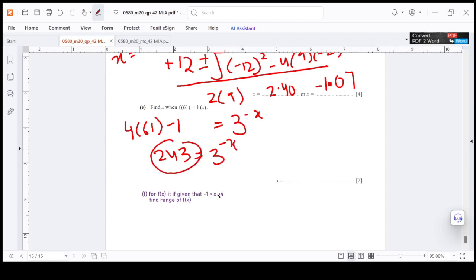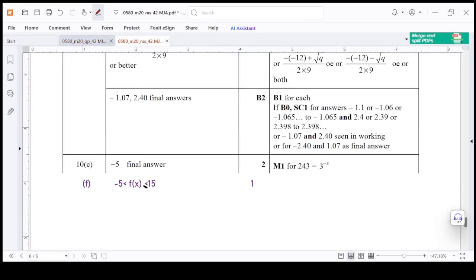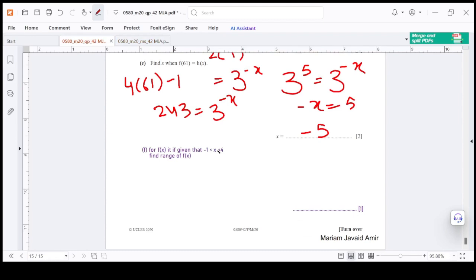By hit and trial, I'm checking what power of 3 this is. I'm starting with 3 power 5, which is, wow, what a guess. 3 power 5 is equal to 3 power minus x. So minus x equals 5. So x equals minus 5. Okay, it should be the answer. Let's check. It is.